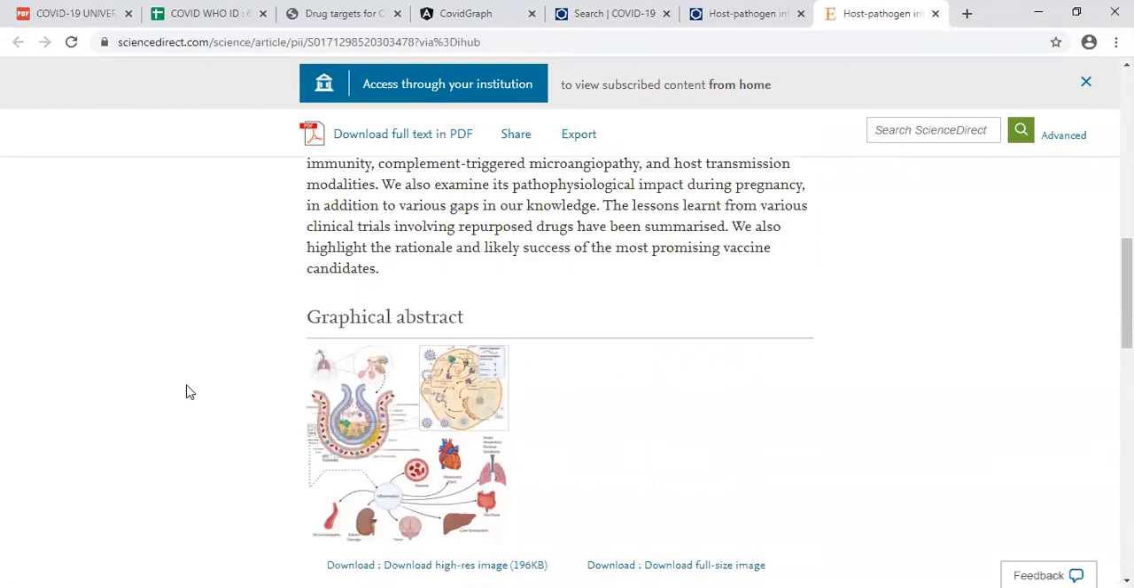So when we go down, they have a graphical abstract as well. And this would contain some useful information. As you can see, these are interlinked relationships between different entities. But as you would appreciate, it's difficult to extract them from this research paper through scripts. That's why we are doing manual curation.